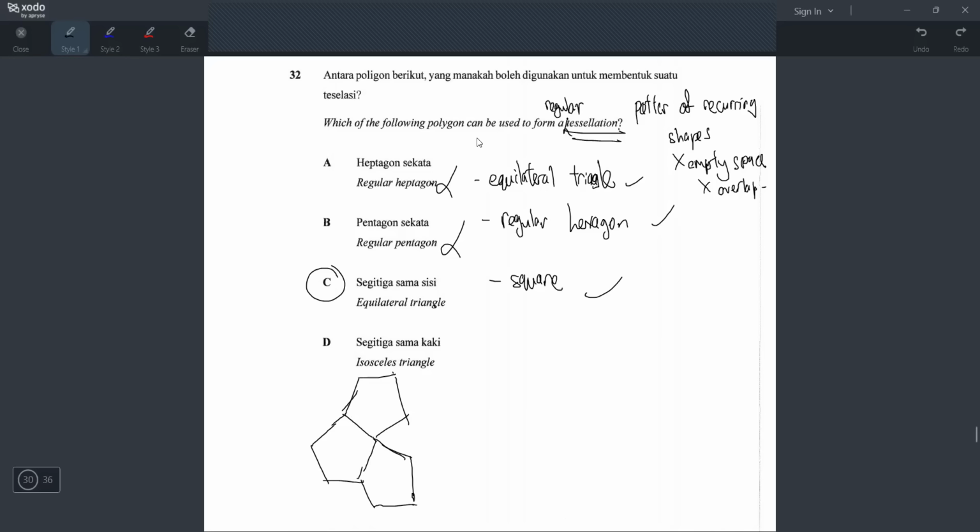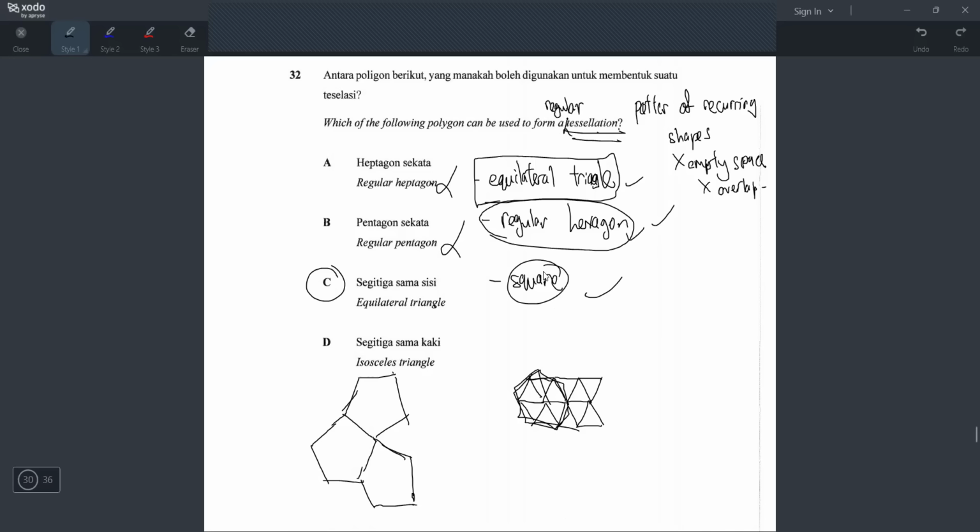The only way for a polygon to form a tessellation by itself is if it's an equilateral triangle, okay? Because with an equilateral triangle, you can keep on stacking it like this, and eventually you get the idea. You will get a tessellation, with no empty space, right? And why can a regular hexagon also? Because if you look at this, did you see it forms a hexagon? So actually, a regular hexagon can also form a regular tessellation, and a square also, because all four sides are the same, right?